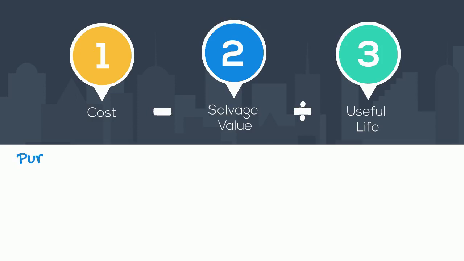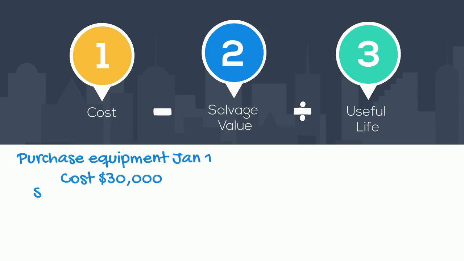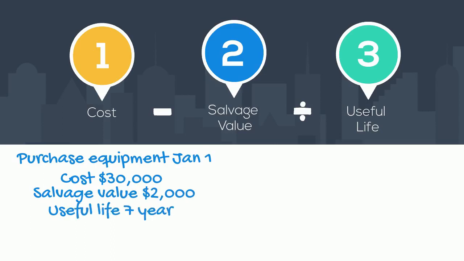Assume we purchased a piece of equipment on January the 1st, the beginning of our company's fiscal year. The equipment cost $30,000 with a salvage value of $2,000 and a useful life of 7 years. On December the 31st, how much depreciation should we record for the year using straight-line depreciation?